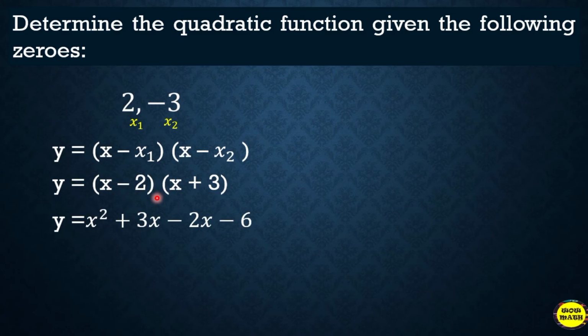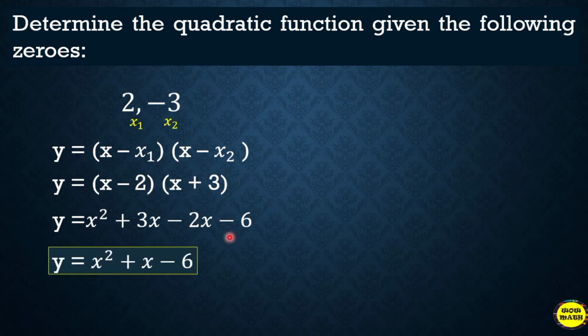X times x, that is x squared. X times 3, that is positive 3x. Negative 2 times x, that is negative 2x, and negative 2 times 3, that is negative 6. Combine similar terms, so copy x squared, 3x minus 2x, that is positive x, and copy negative 6. So, therefore, the quadratic function is y is equal to x squared plus x minus 6.